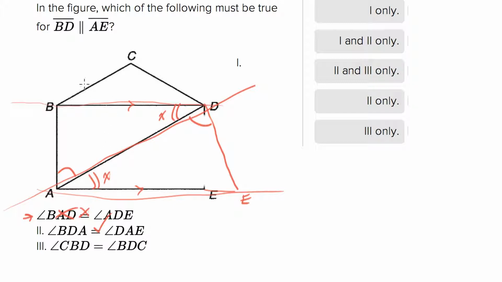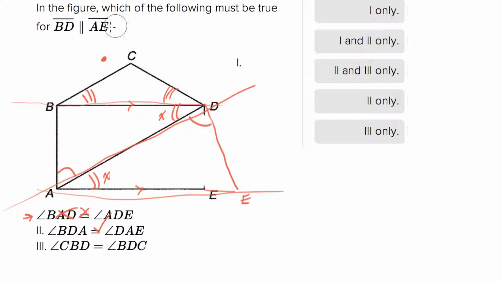The third one says CBD and BDC. And they're asking, are those the same measure? Well, again, it looks like they're the same measure, but do we have any reason to believe they're the same measure? We weren't told anything about point C. So point C could be anywhere.